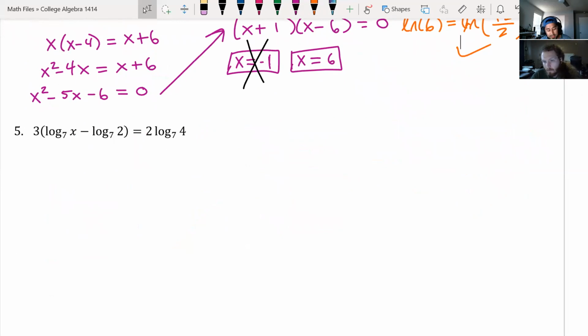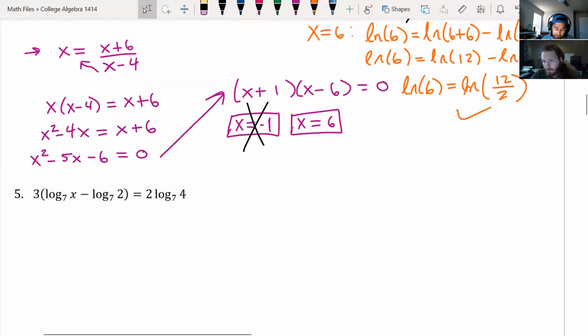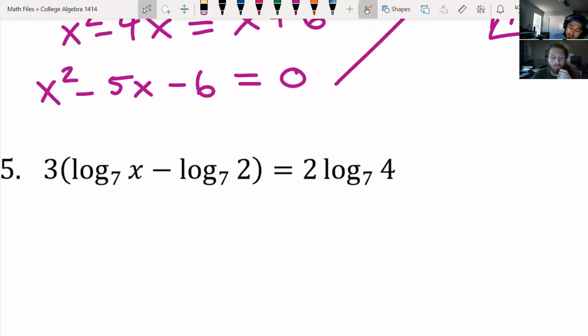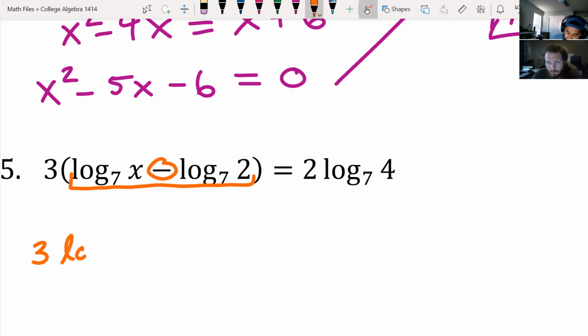3 times the log base 7 of x minus the log base 7 of 2 equal to 2 log base 7 of 4. Okay. So more log properties here that we're going to use. And what we see first is that on the left side, we can combine these two logs. They have the same base and they're connected by subtraction. So that 3 will stay on the outside and you will get 3 times the log base 7. And since they're connected by subtraction, it is going to be log base 7 of x over 2.